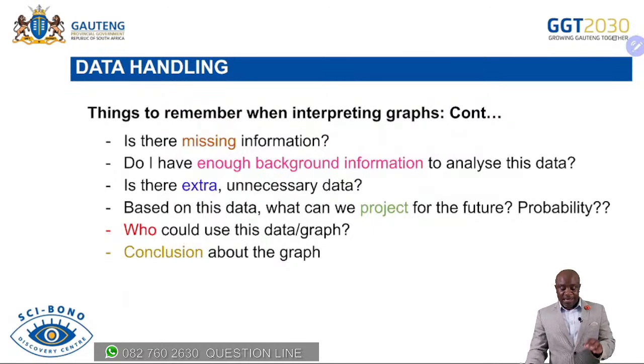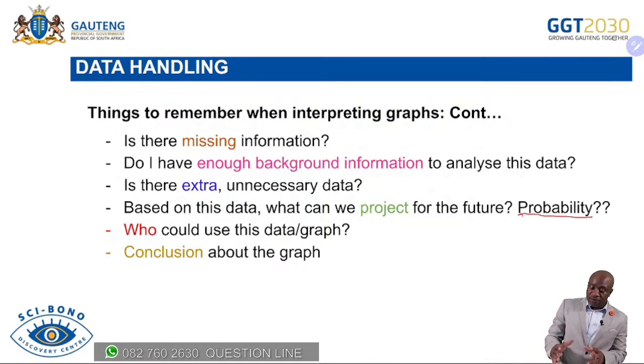Based on this data, can we project for the future? Can we then forecast about the future? And there comes the probability. Then we talk about probability. Can we put probability into perspective there? Can we try to project about the future, forecast? Who could use this data? That's another question that we ask ourselves. Then we make a conclusion about the graph.